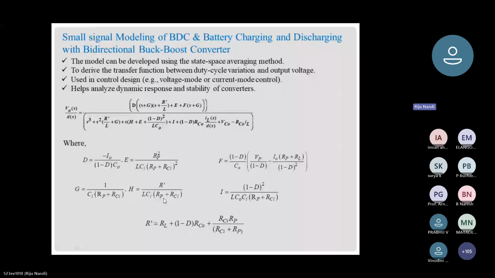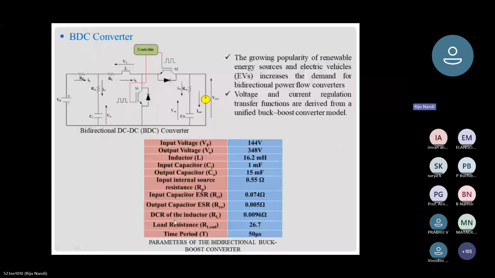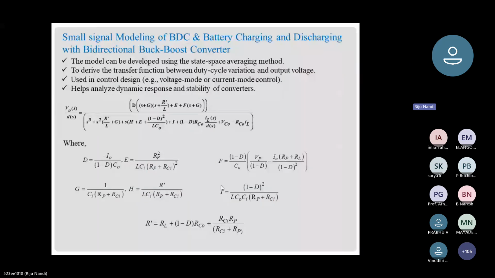What is I? It is a big equation, so that's why I changed all the things like that. I is 1 minus D square, L C0 Ci, Rp plus Rci. What is R dash? R dash is RL, the inductor resistance, also the DCR, plus 1 minus D, RC0 plus Rci Rp by Rci plus Rp. So this is the small signal model. I have done this equation.